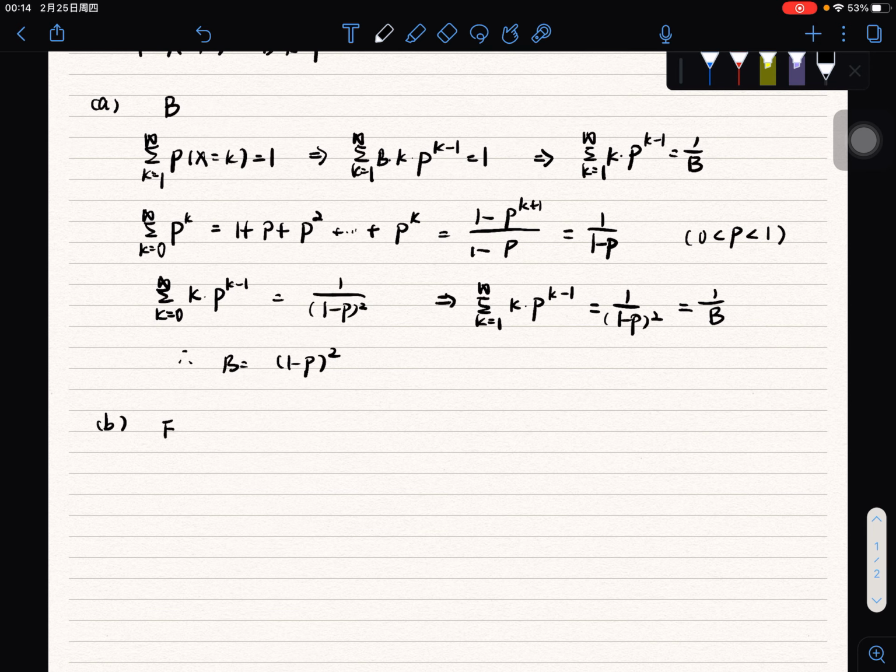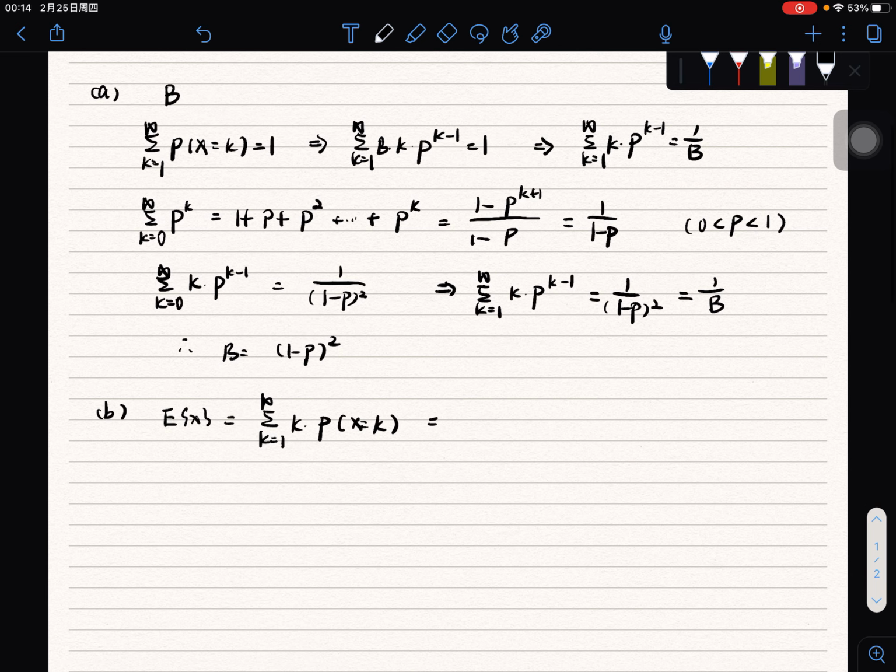And then we need to calculate question B. EX equals the summation k from 1 to infinity of k multiply the probability X equals k. And we replace it with the expression, we will get the summation k from 1 to infinity of b k squared p to the k minus 1.